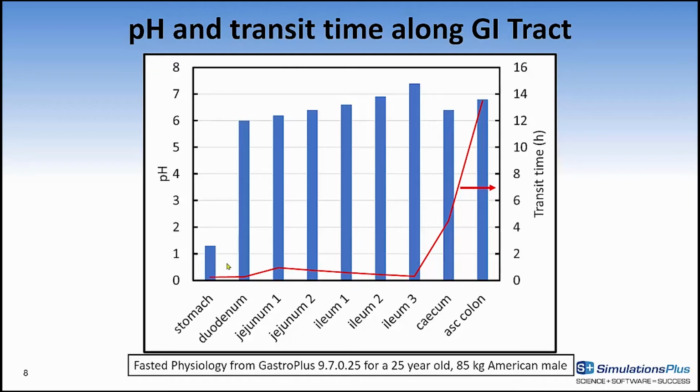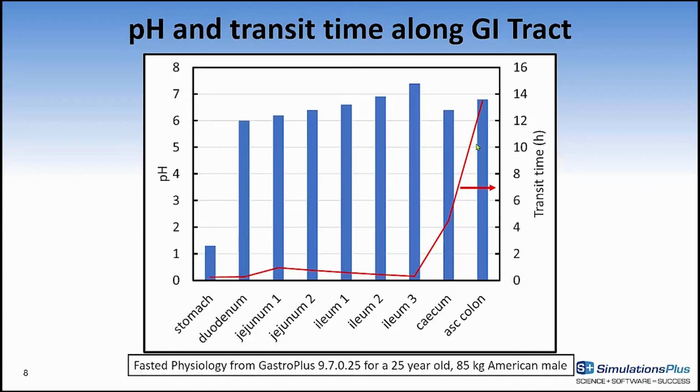And then as it starts to work its way down the GI tract, you see that the pH in the duodenum goes up to 6 and then continually increases until the ileum, 3, and then reduces a little bit in the cecum. And the amount of time spent in each one of these compartments is plotted out here on the right. So you're at 10 or 15 minutes in the stomach, and then it increases a little bit as you work your way down the GI tract and then decreases.